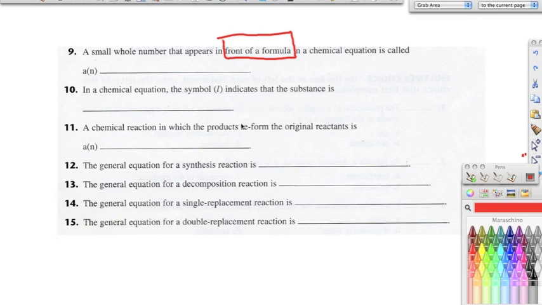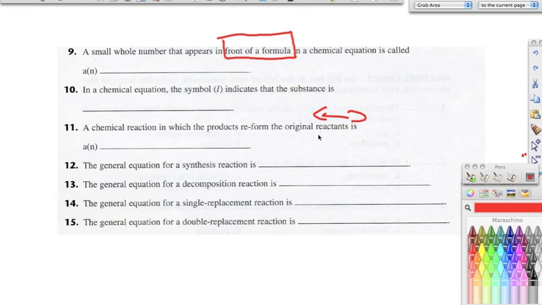Number 11 says a chemical reaction in which the products reform the original reactants is, and it should be a reversible reaction. Okay, so in a reaction, if we can make the products and then we can reform the reactants, it's reversible. It goes back and forth. Remember, that's indicated by the double arrow.